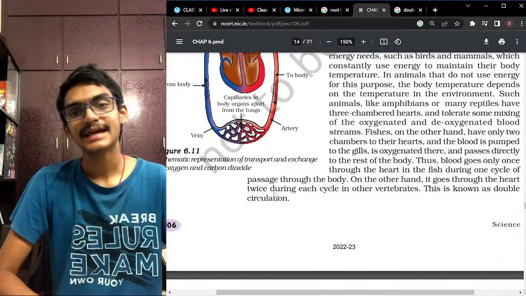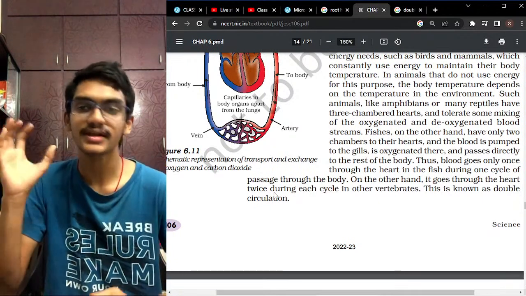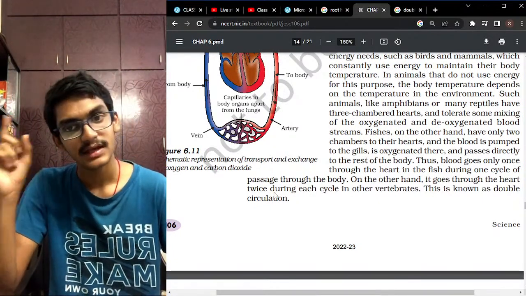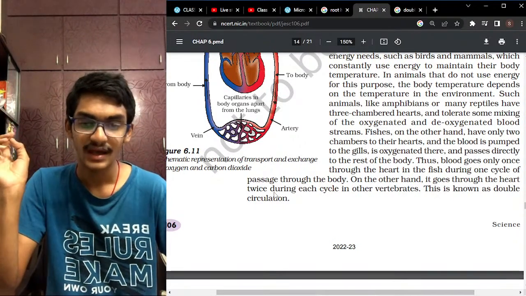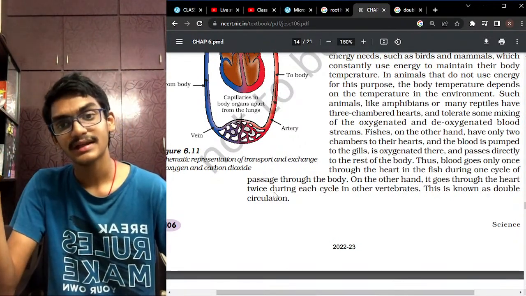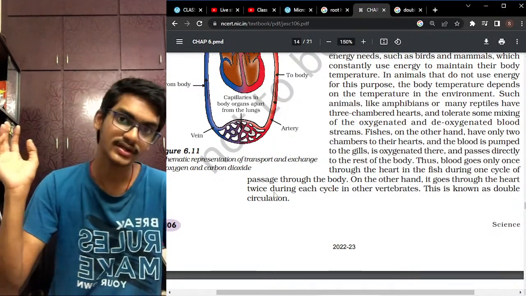I think now you have an understanding, right, of why there is a separation created between oxygenated and deoxygenated blood, because human beings and other animals require a constant body temperature, and also ensure a high energy supply, a highly efficient supply of oxygen. This is very much important.